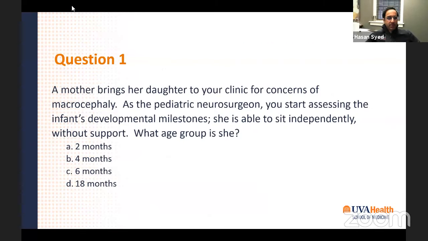So looking at question number 1. A mother brings her daughter to your clinic for concerns of macrocephaly. As a pediatric neurosurgeon, you start assessing the infant's developmental milestones. She is able to sit independently without support. What age group is she? Does someone want to try answering this question?